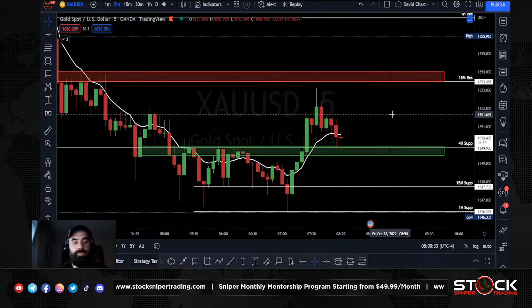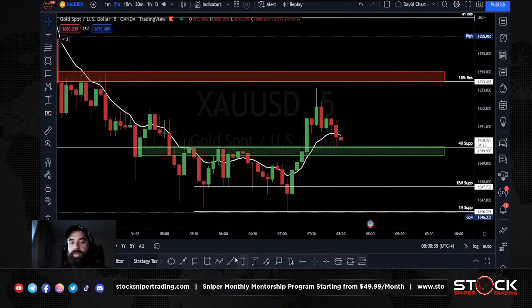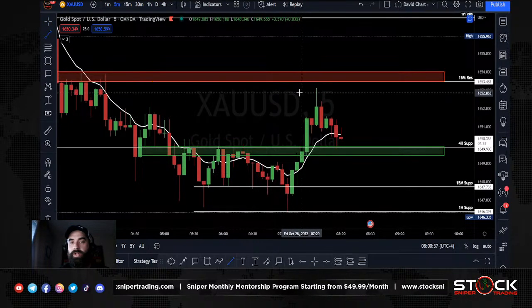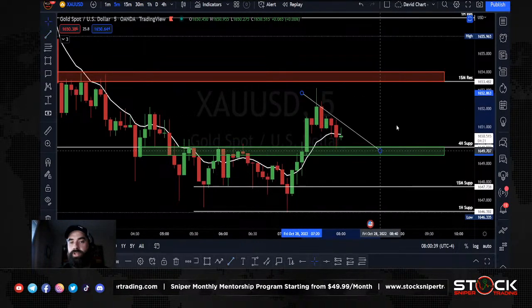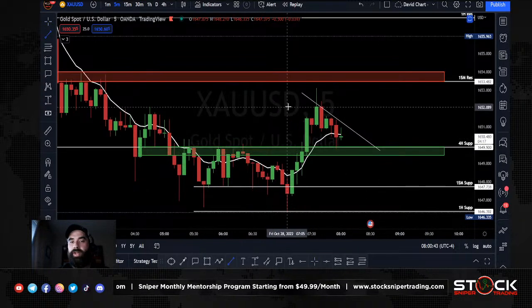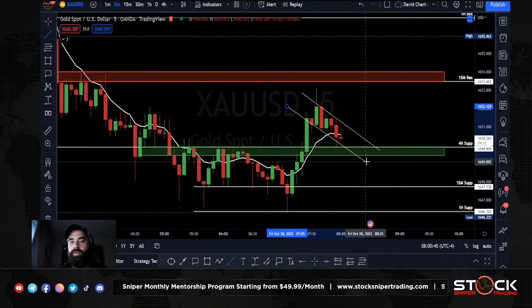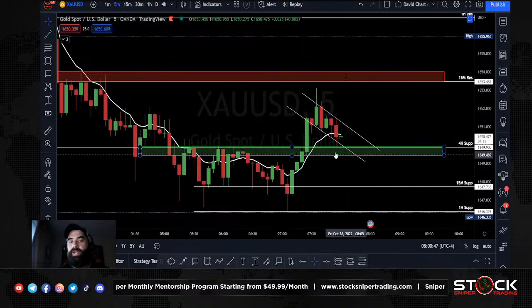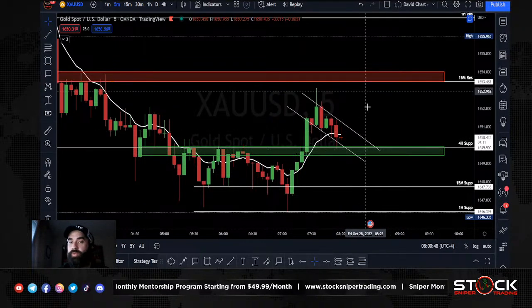Okay, so you can see nice rejection coming in here. Still following that downtrend. I'm seeing gold, this could be a little bit of a flag pattern here. We'll watch. Maybe bouncing in this demand level here, and we'll see if we're going to start to pick up some volume and maybe go to the upside.